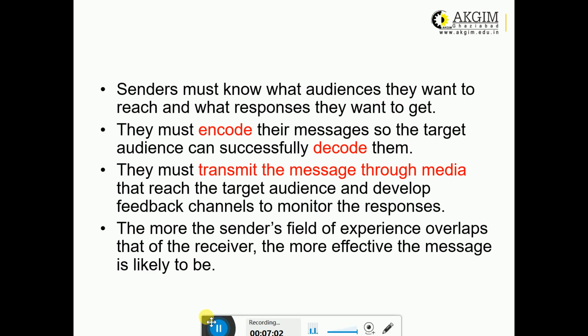So here the sender, as a company, must know what audience they want to reach and what responses they want to get. This may be just to create awareness among the target audiences or target customers. The goal and objective of the sender could be persuading the customers or reminding the customers. So the sender must encode their messages so the target audience can successfully decode them. Then they must transmit the message through some media.